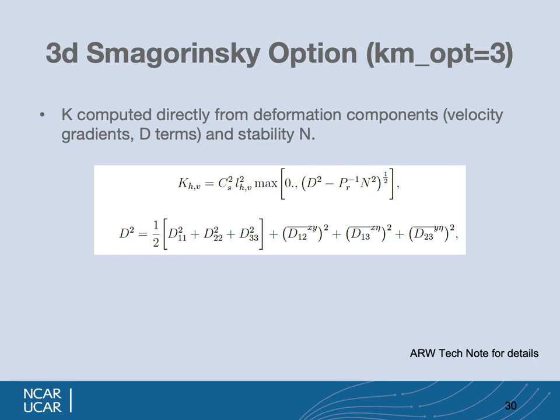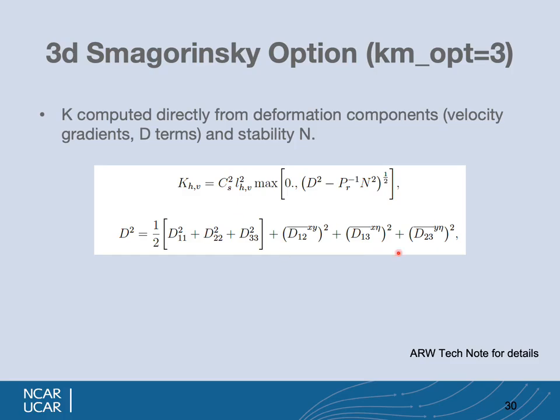3D Smagorinsky option is the diagnostic form that doesn't need TKE. So the K coefficient here again is a constant in a length scale, and then it's a function of the deformation, which is this tensor of all the velocity gradients in different directions, and basically a measure of the shear. And then there's a measure of the stability, which is the inverse Prandtl number times N squared. So the stability reduces the K coefficient, and the shear increases the K coefficient.